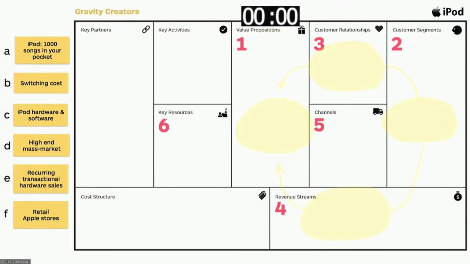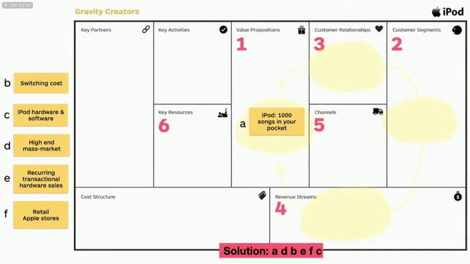Okay, so I hope everybody typed the solution into the chat window. We had a little bit of background music to help you focus. Very good. So the solution was A, D, B, E, F, C. And I'll go through it, though.